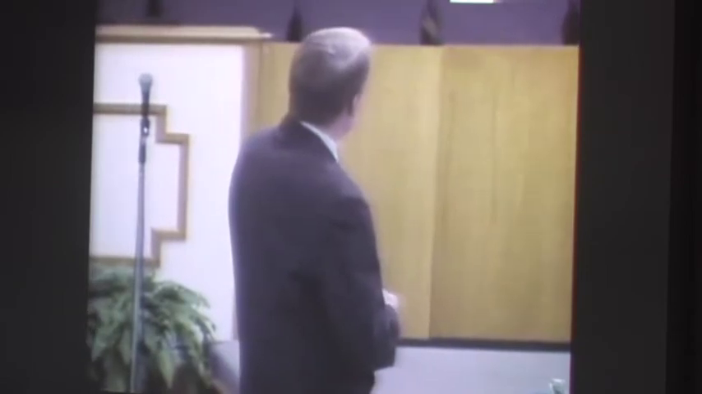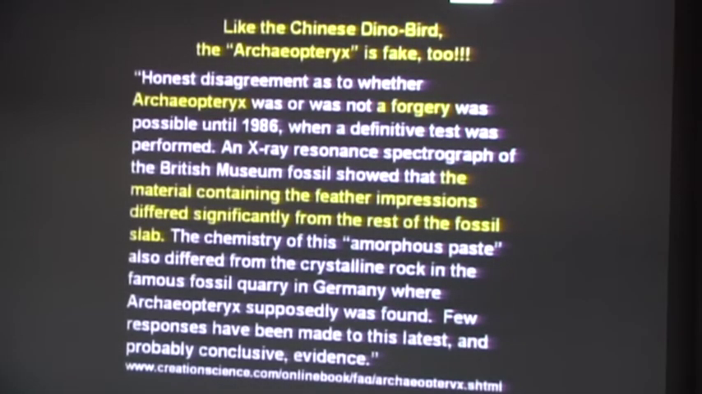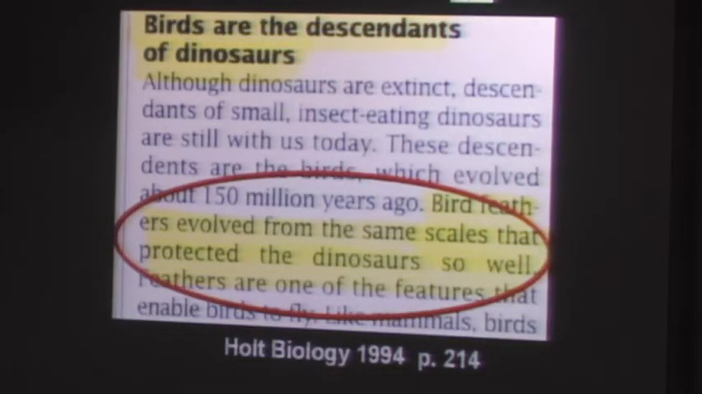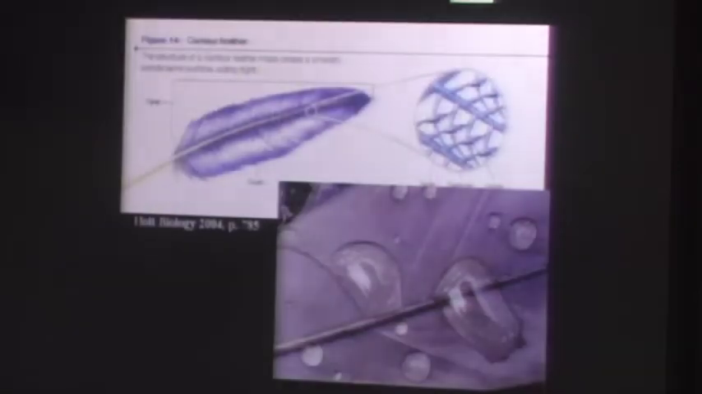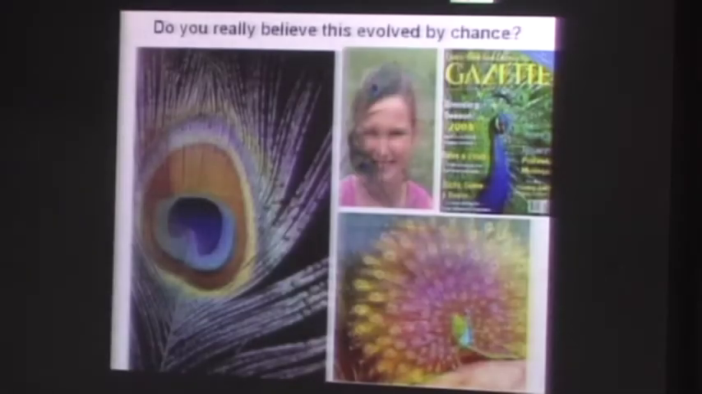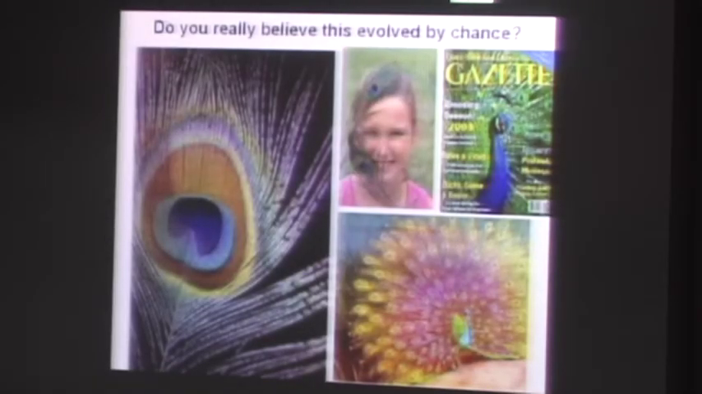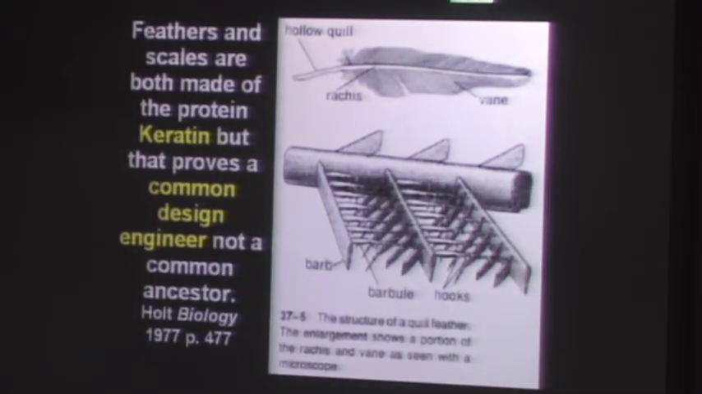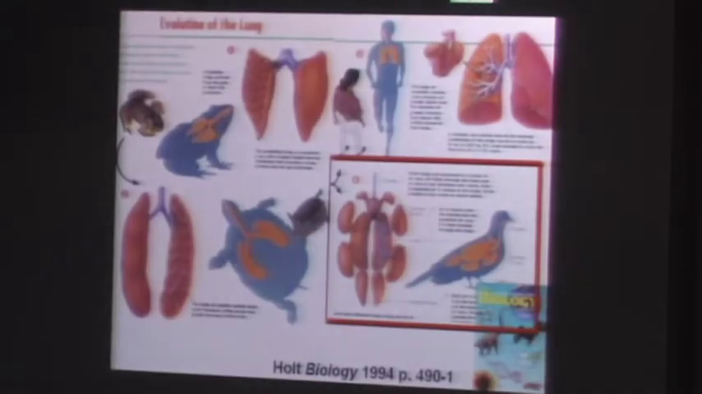The Chinese dino bird was a forgery, and we don't have time to cover all that today, but we give lots more on that in one of the debates I did. It's true feathers and scales are both made of keratin, same building block, but that's where the similarity stops. Actually, birds and reptiles have different lung systems, different reproductive systems, different body coverings, different brains, a different circulatory system. Thousands of differences exist between dinosaurs and birds. That could be a whole seminar by itself.